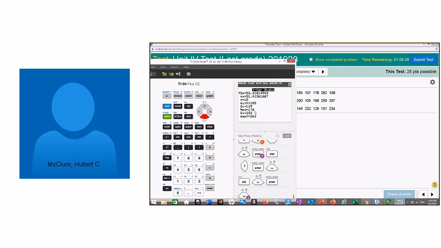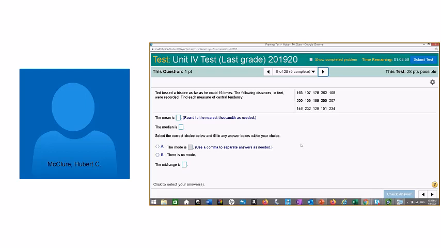So write those three numbers down. Mean, let me go back up. The mean is 178.2. The sigma x is equal to 51.41. And your median is equal to 178. That's how you use your calculator. Now let's go to the spreadsheet.